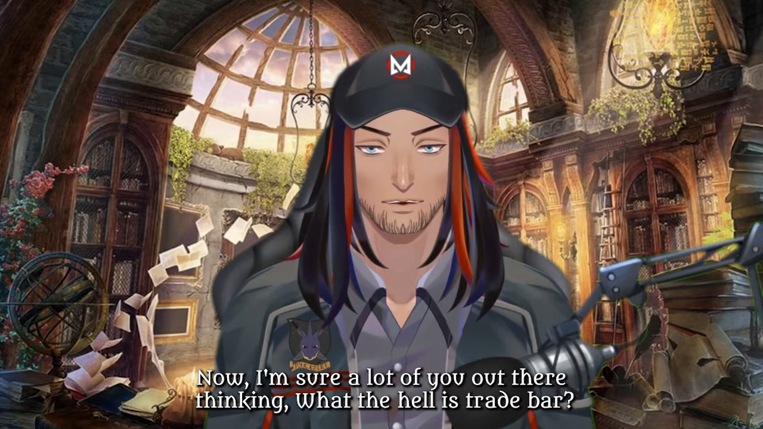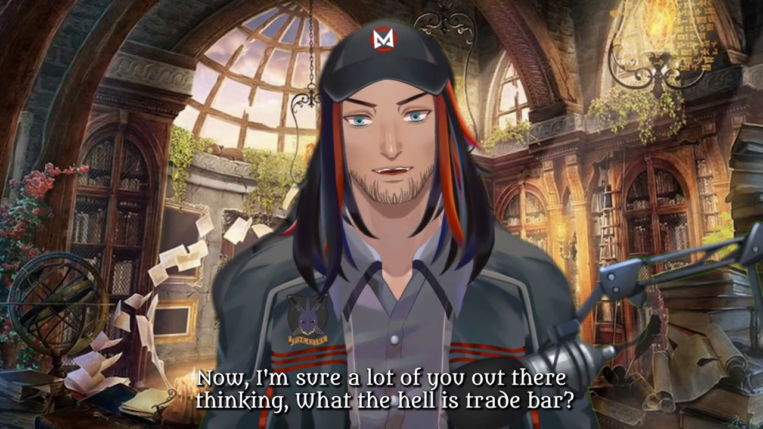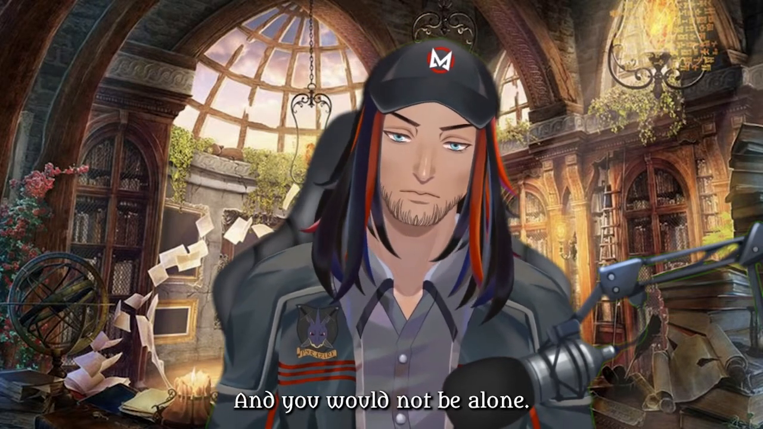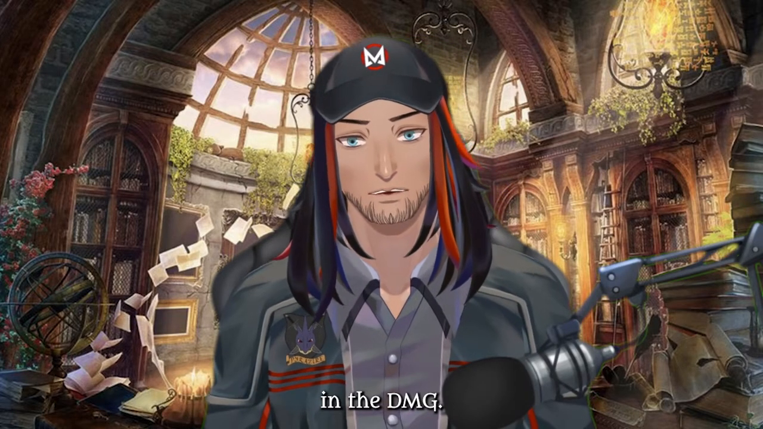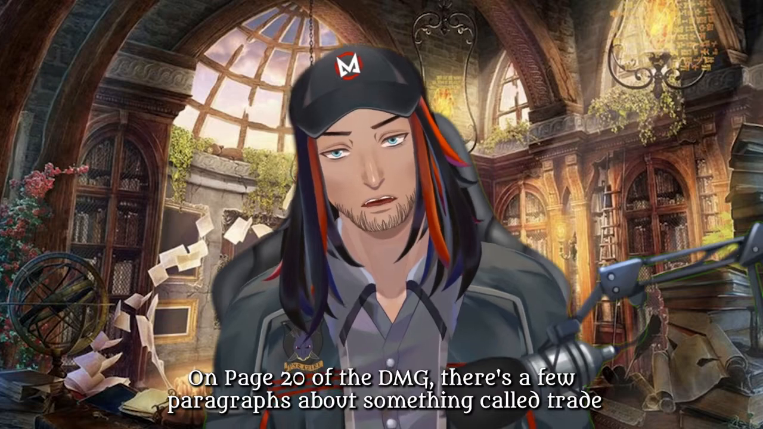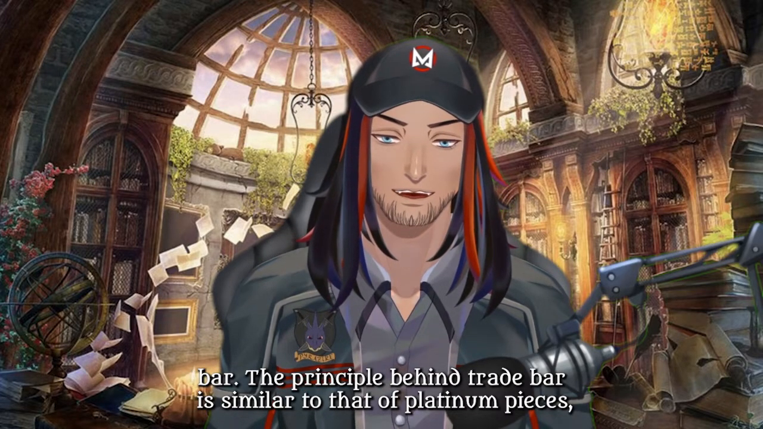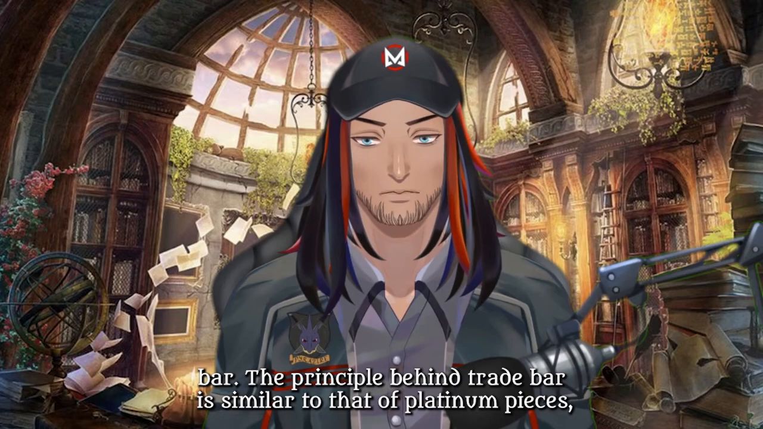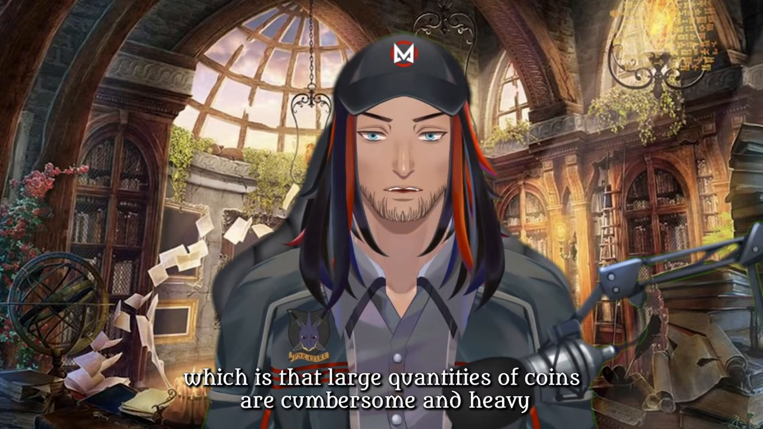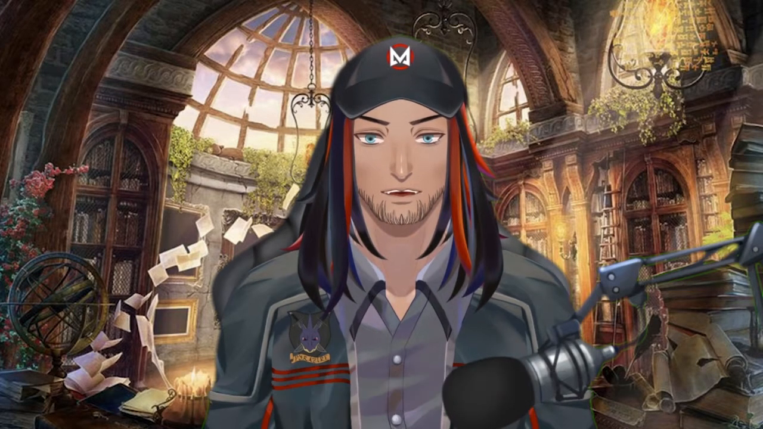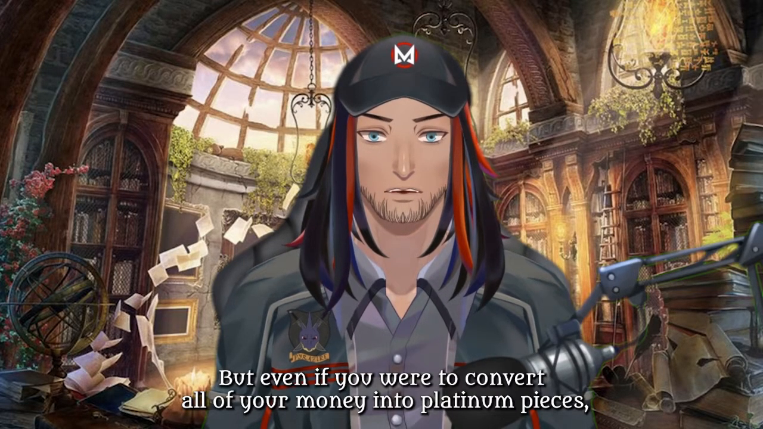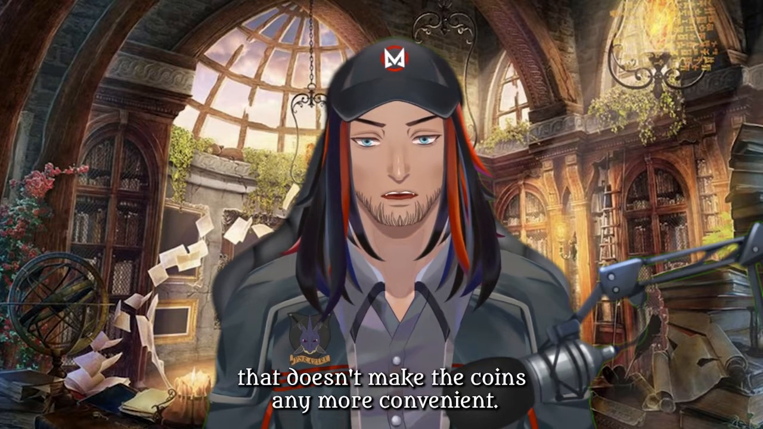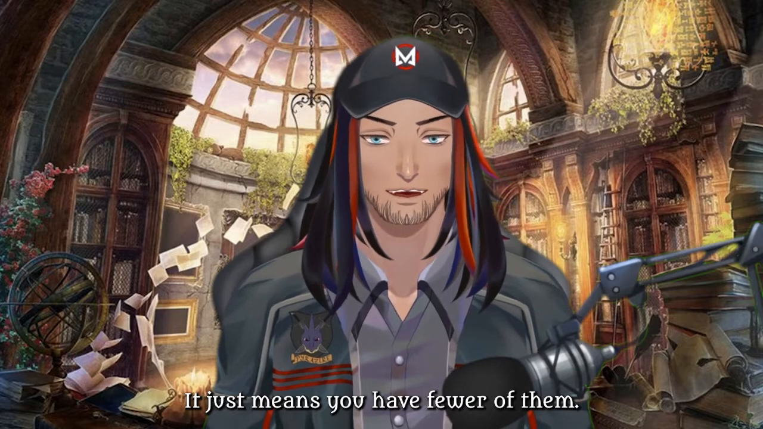Now I'm sure a lot of you out there are thinking, what in the hell is trade bar? And you would not be alone. That is precisely the very question I asked myself when I stumbled upon it in the DMG. On page 20 of the DMG, there's a few paragraphs about something called trade bar. The principle behind trade bar is similar to that of platinum pieces, which is that large quantities of coins are cumbersome and heavy, and are therefore inconvenient to transport long distances. But even if you were to convert all of your money into platinum pieces, that doesn't make the coins any more convenient. It just means you have fewer of them.